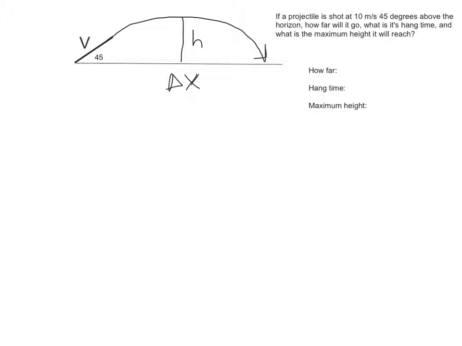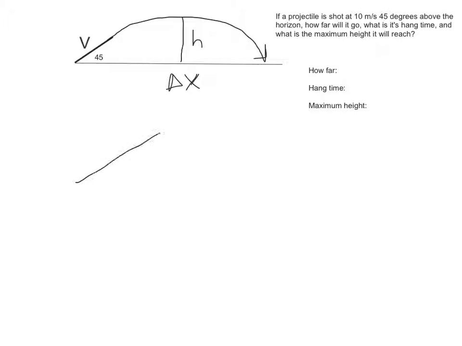Okay, so the first thing I'm going to want to do in a problem like this is try to get as many of my variables defined as I can. So first off, I notice that I have a velocity here, and that velocity is 10 meters per second, but it's at 45 degrees above the horizon. This means that I'm going to have a velocity in both the x direction and the y direction. So I'm going to go ahead and get those broken down in components right now.